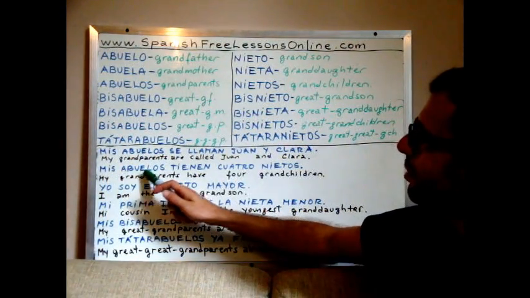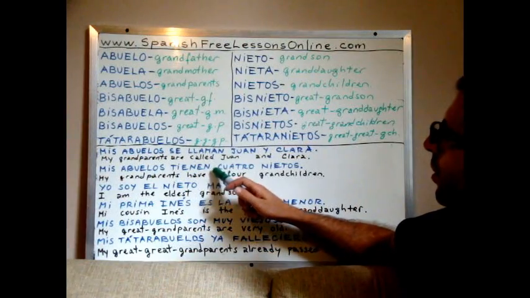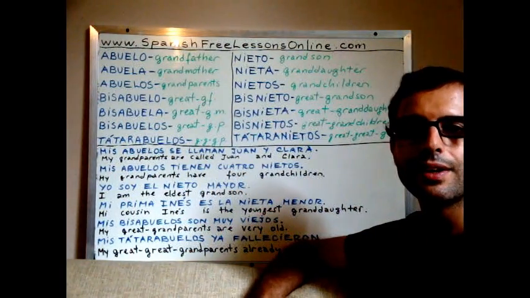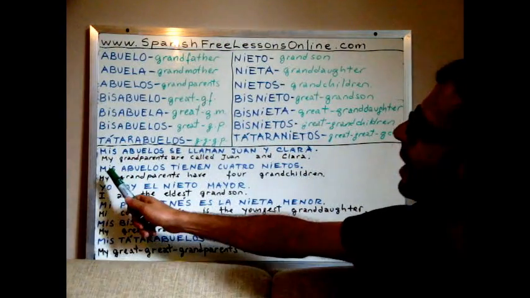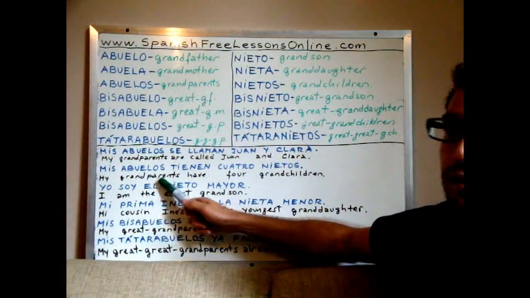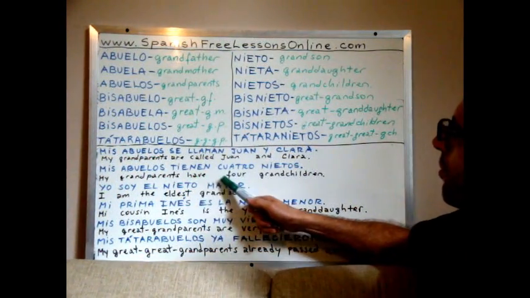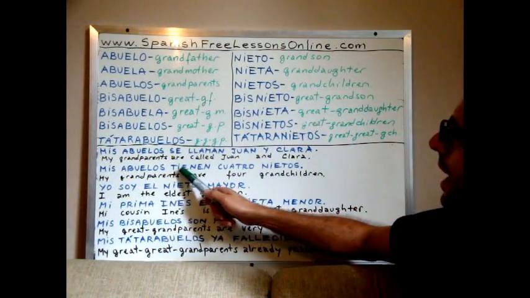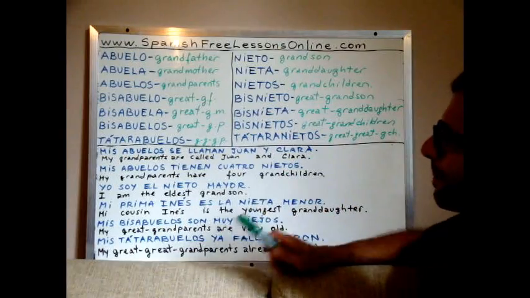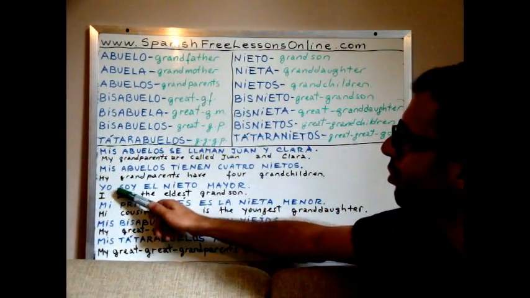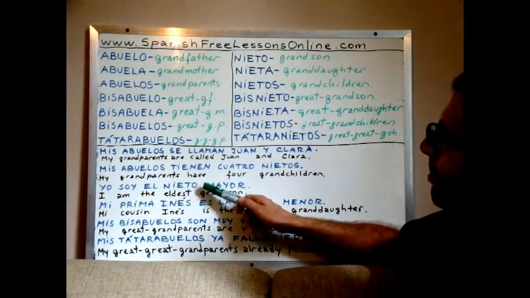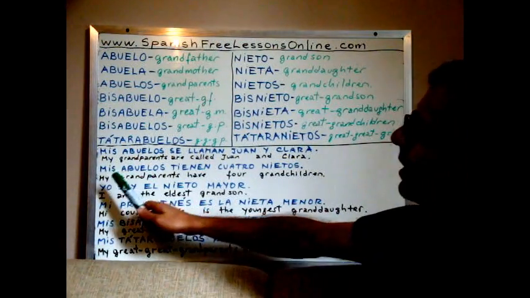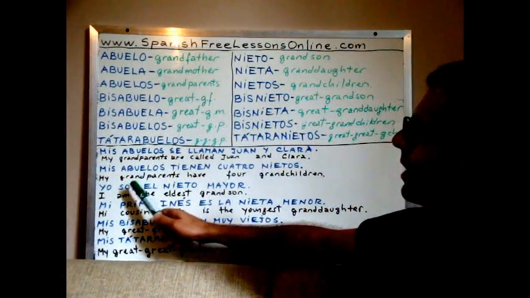Mis abuelos tienen 4 nietos. This means my grandparents have 4 grandchildren. Yo soy el nieto mayor. This is, I am the eldest grandson, okay?